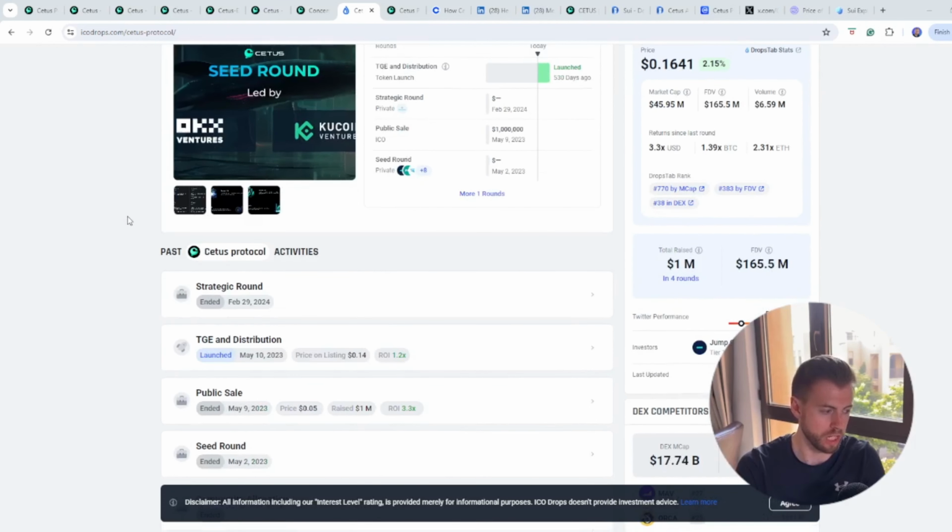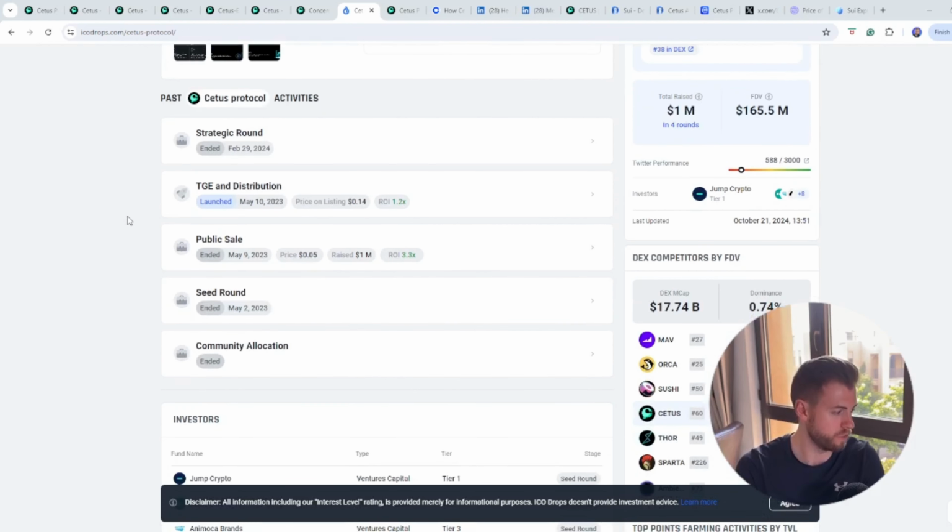So after launching in 2022, it completed its first seed and public investment rounds in May of 2023, and that was just before the token generation event and its distribution. It then had a further strategic investment round that took place in February of 2024.